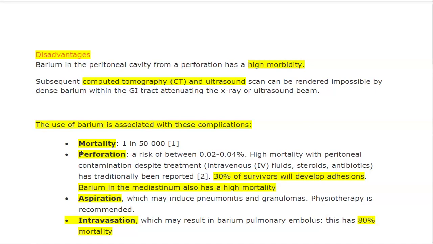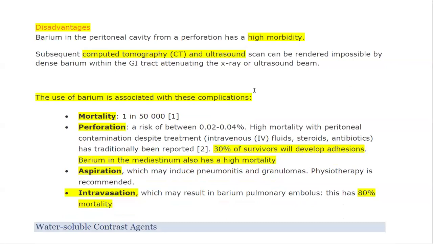This will be very difficult using other investigations after barium, because it will give very high density, and this will attenuate the value of the other imaging like CT or ultrasound. So it will render it impossible because dense barium within the GIT tract attenuates the X-ray or ultrasound beam. So it will be very hard to do any investigation after barium. So before you decide to use barium or not, be sure that you are not going to investigate the patient further with CT or ultrasound.